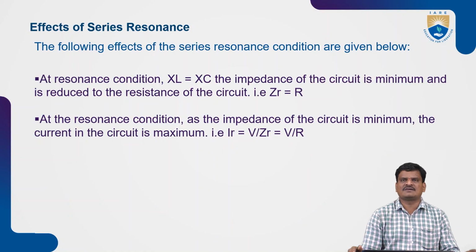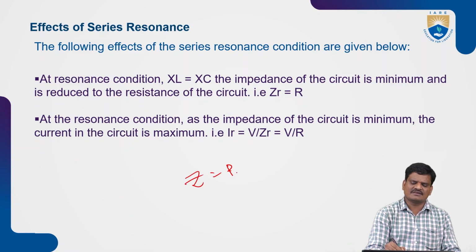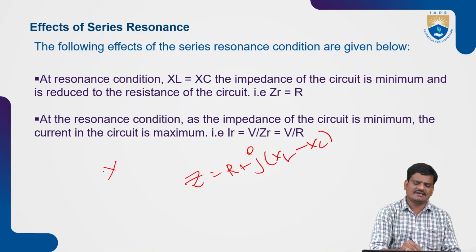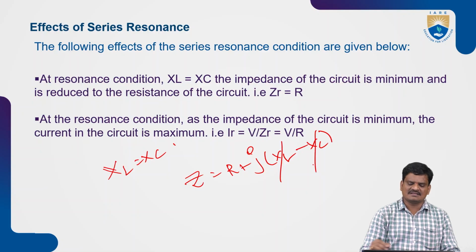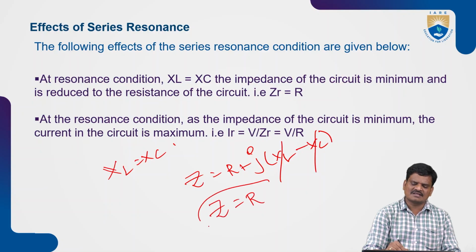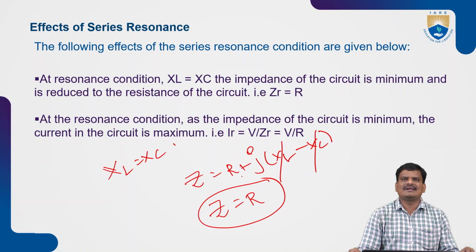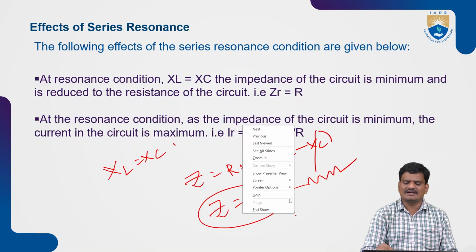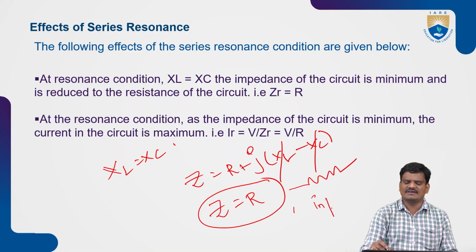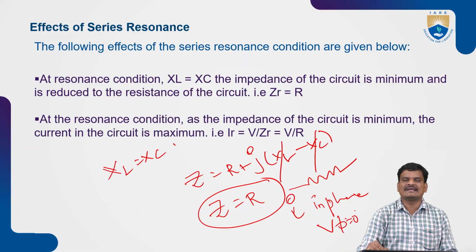Coming to the next slide, effects of series resonance. Suppose I have the expression for the impedance of a series circuit as XL minus XC. But we know that for a series resonance circuit, the resonance condition is XL equal to XC. So these two parameters get cancelled and the impedance offered by the circuit is purely resistive. Under resonance condition, the circuit will become a resistive circuit, and that is the property of a resistance: current will always be in phase with the voltage, where the phase angle is 0 degrees.